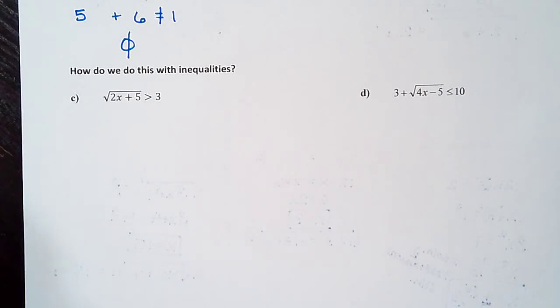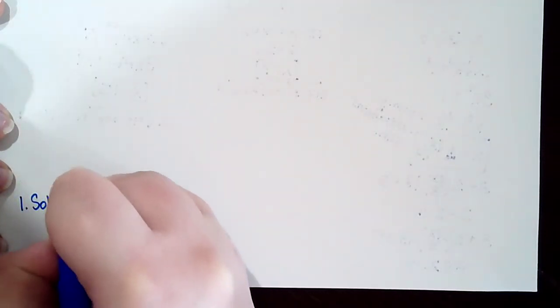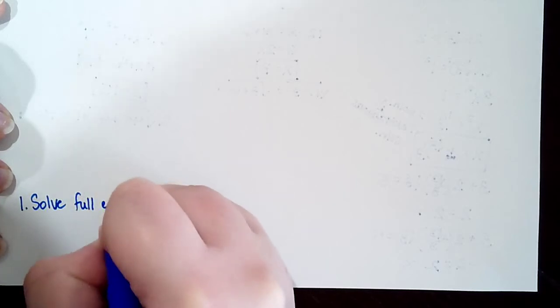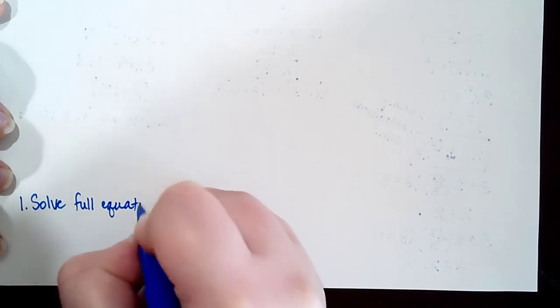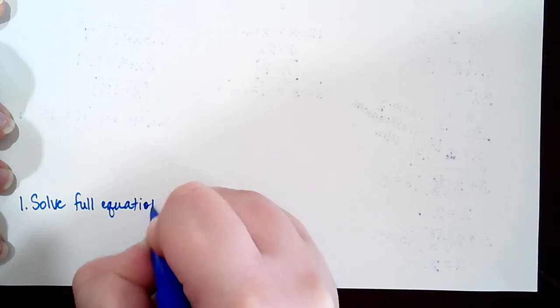All right, how do we do this with inequalities? Guess what? Method doesn't change, we just have to add something. So I'm going to start a little lower on the page because I am a list person. I like to make a list of how I'm going to do things. When we are solving radical inequalities, we are going to find our critical values. First, we solve the full equation the same way we would as if it was an equality and not an inequality.